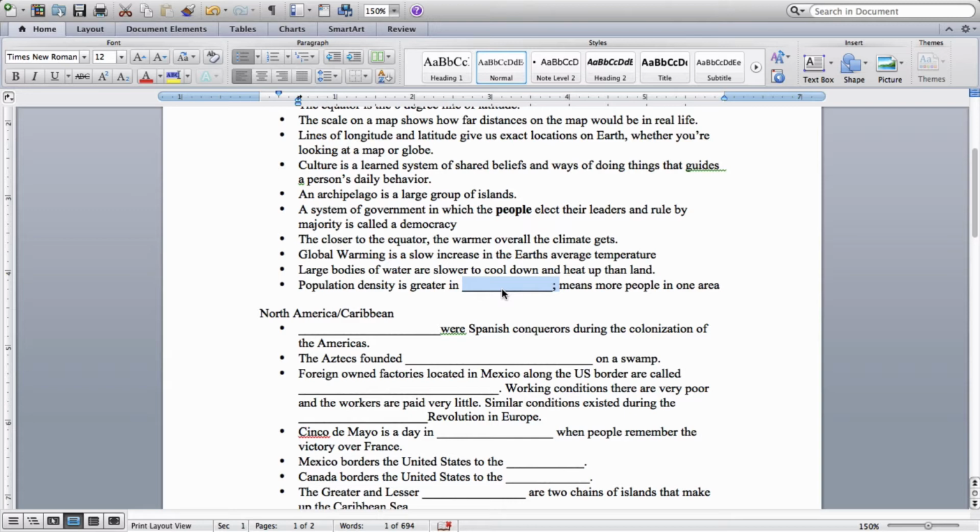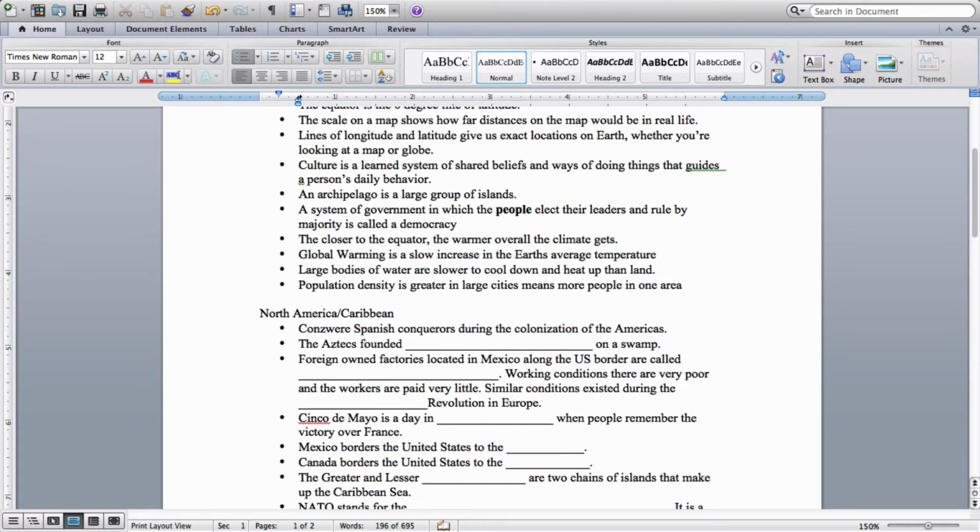Population density is greater in blank, means more people in one area. Population density is greater in, I'm guessing, let me check. Yeah, we're looking for the answer large cities or big cities, places like Chicago, New York. So let's just say large cities. Okay. All right, moving on to the North American Caribbean section.